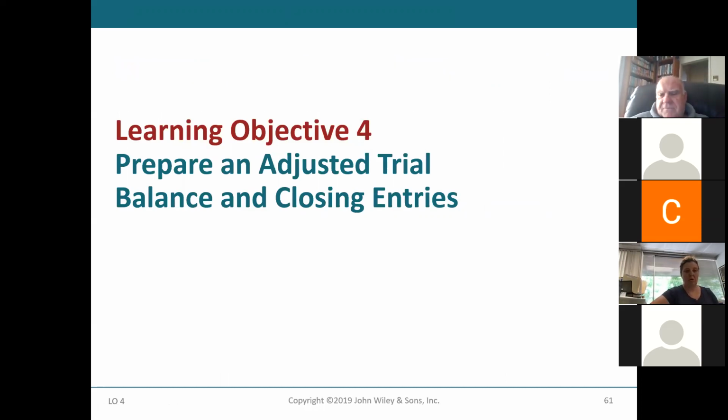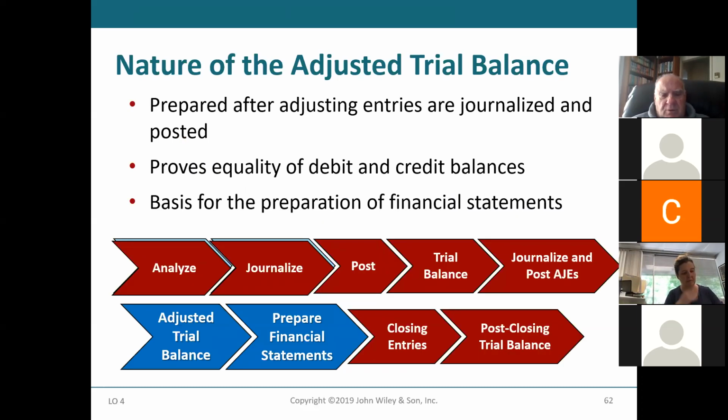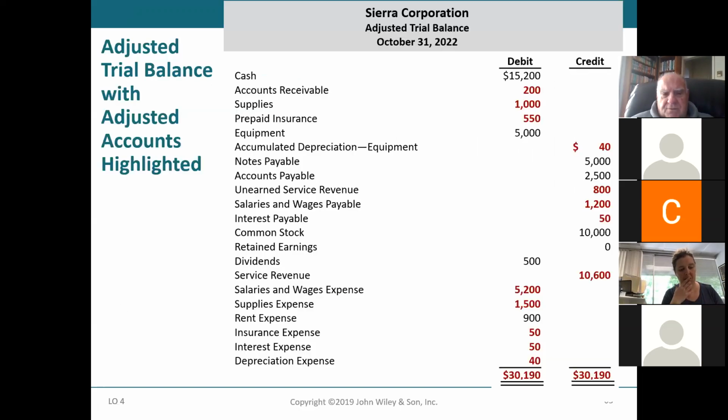Okay, so that's a tough little section to get through, right? Adjusting journal entries. Now let's look at what happens after we do the adjusting journal entries. We have to adjust that trial balance, right? So now we're getting toward the end of our process here. We're getting near the post-closing trial balance. We already did the adjusting journal entries. Now it's time to adjust the trial balance and prepare the financial statements.